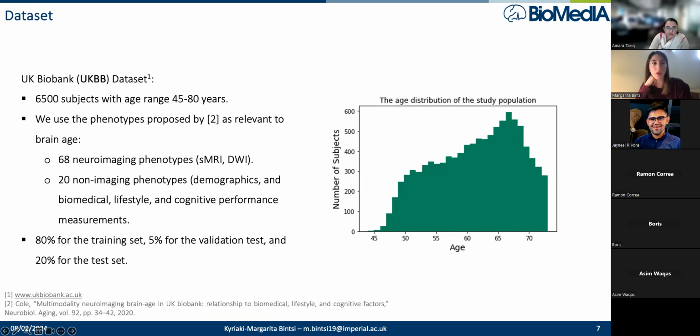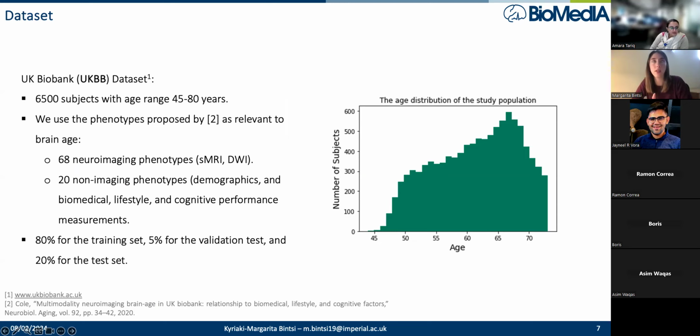So yeah, we use the UK Biobank dataset because it has a variety of both imaging and non-imaging information. We used around 70 neuroimaging phenotypes from structural MRI and diffusion-weighted MRI, which were basically provided by the UK Biobank. We did not extract them. And then we also used some non-imaging phenotypes, which are demographic, some biomedical, lifestyle, and some cognitive performance measurements.